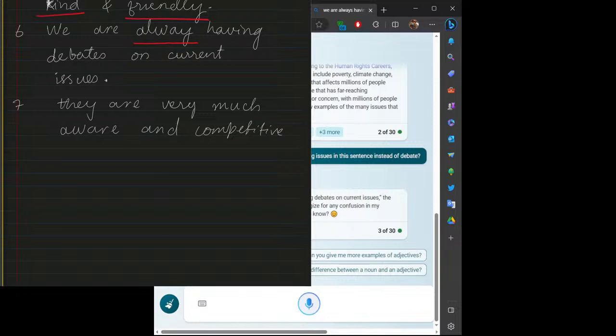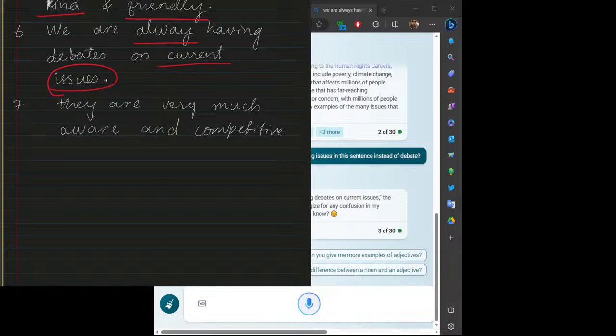So I think I'm much more lenient to this new answer here, because current is the adjective and issues is the noun. Although debates is also a noun, we are having debates. So I think it is the current issues that we are debating about, and this should describe this one. Okay.